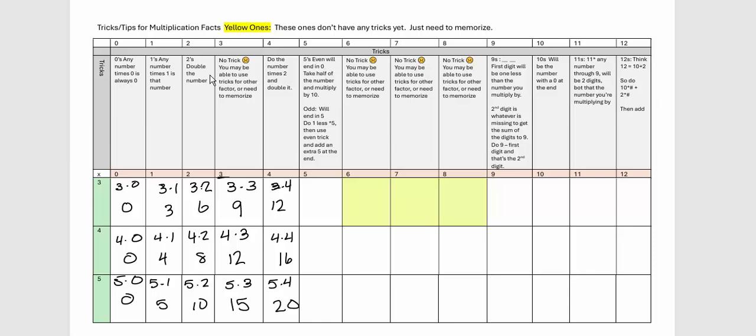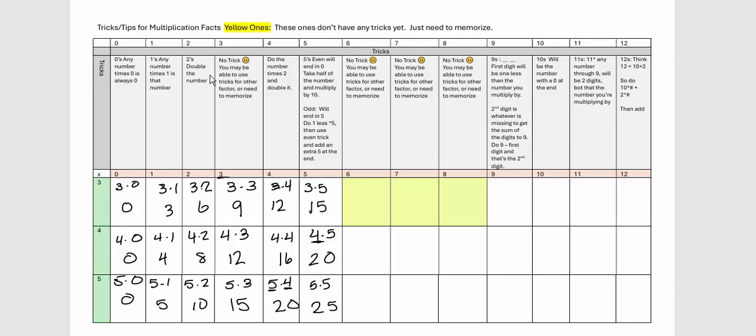Or I could say, well, I'm multiplying 5 times an even number, so half of 4 is 2, so it's 20. All right, this one, 3 times 5. So I could do 2 times 5 is 10, plus 1 more is 15. 4 times 5, I'm going to use that multiplying 5 by an even, so it's 20, because I take half of the 4. And then 5 times 5, this is a perfect square, so that's 25.